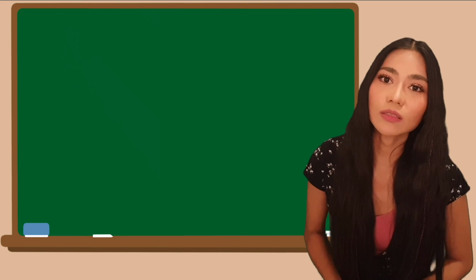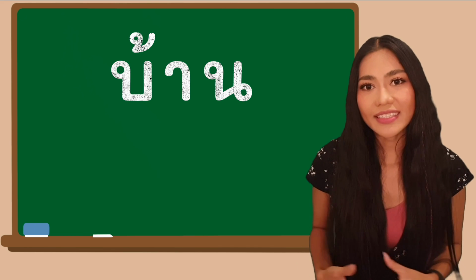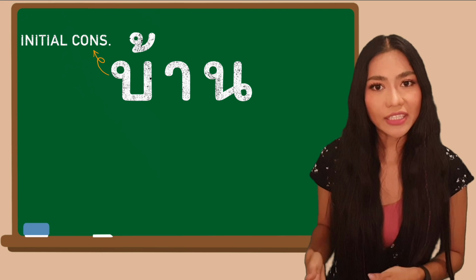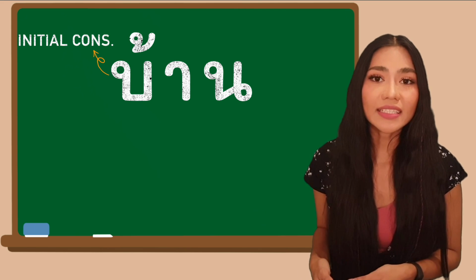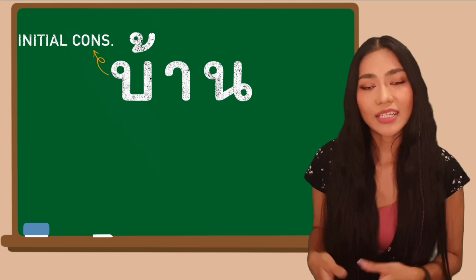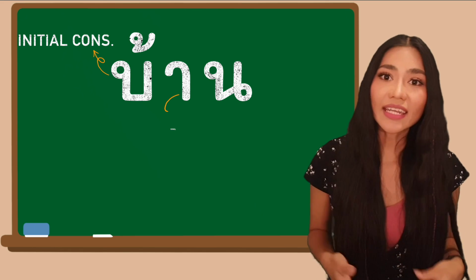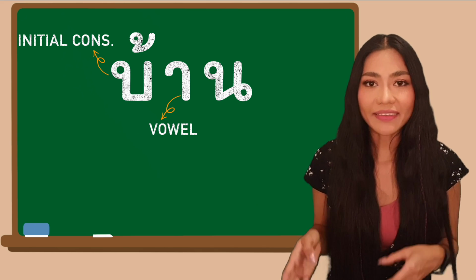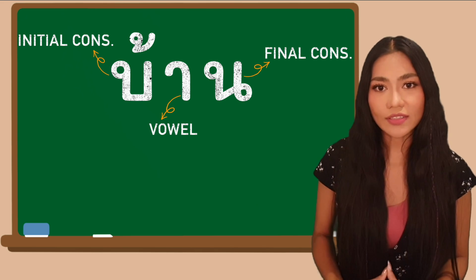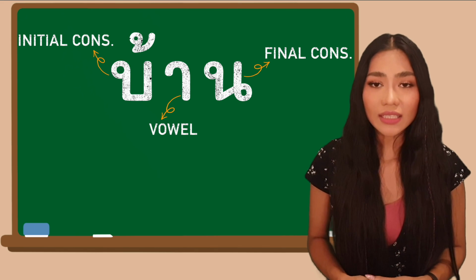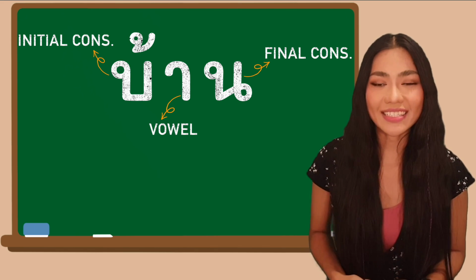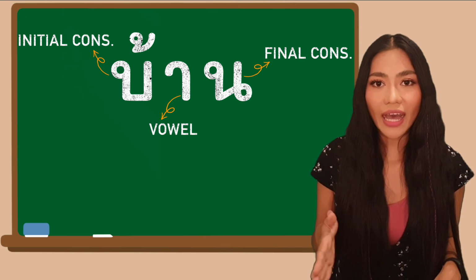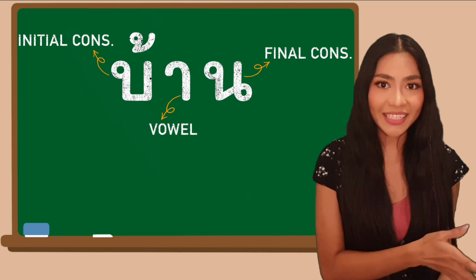So now let's take a look at the Thai language. This is an example of a word in Thai. Same thing, you have an initial consonant. This gives the sound b, just like B in English. And then next you have a vowel. This vowel is a. And then next you have a final consonant. It ends with the sound n, just like the N sound in English. So all together we have b, an, ban, right?